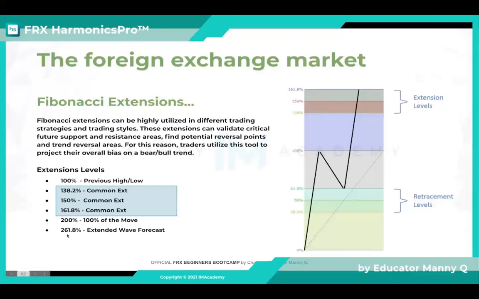And then you have the 261.8, which is another derivative of the 61.8. This is where traders are looking for an extended wave forecast, meaning if they're looking for the market to really go someplace, this is usually where they're looking for it to go. As an example, the market will go from 0 to 100, pull back to the 61.8, pull back up, give us another retracement, and then push all the way up to the 261.8. That's the overall wave forecast they're looking for inside of the market. All right, that's a fib extension.